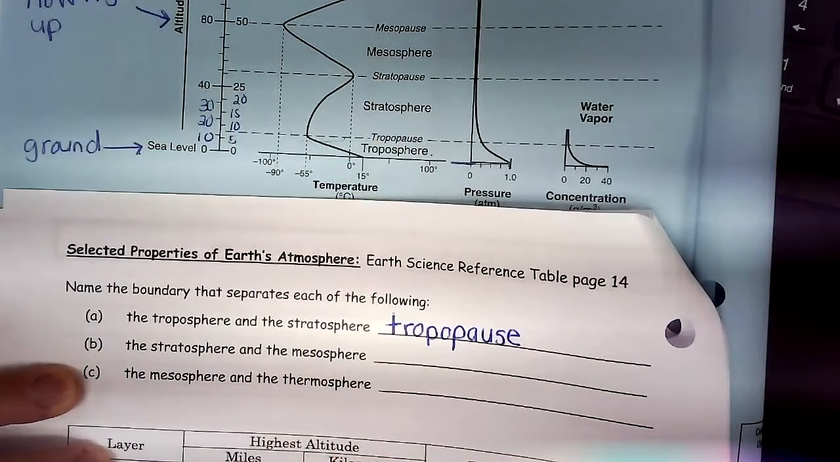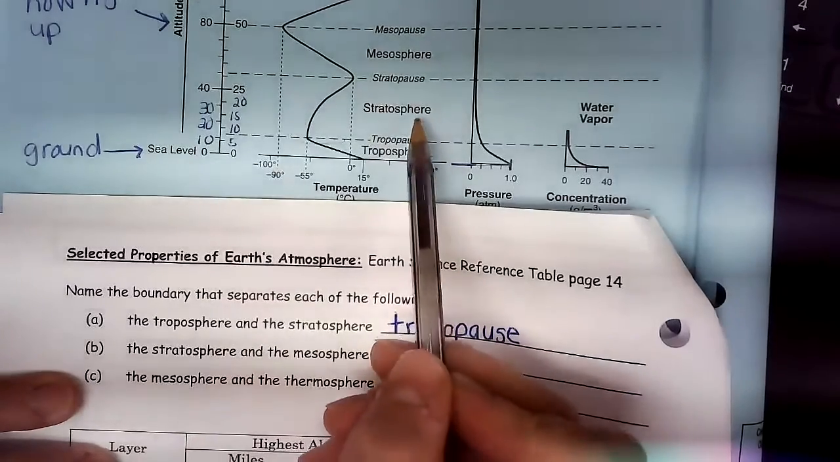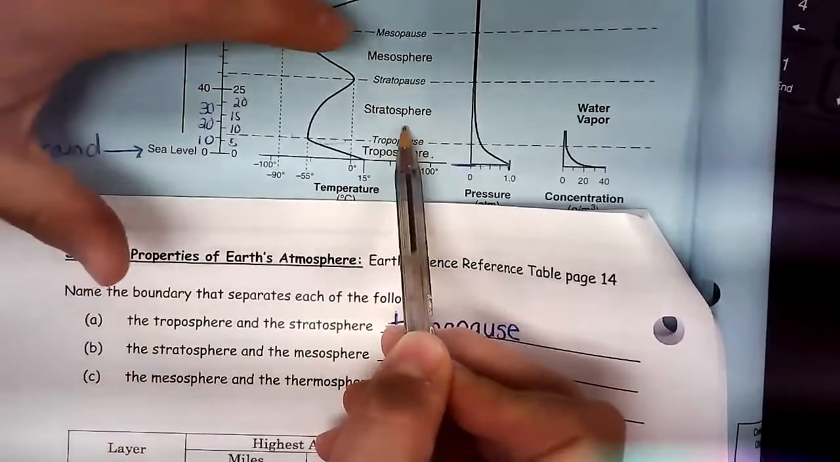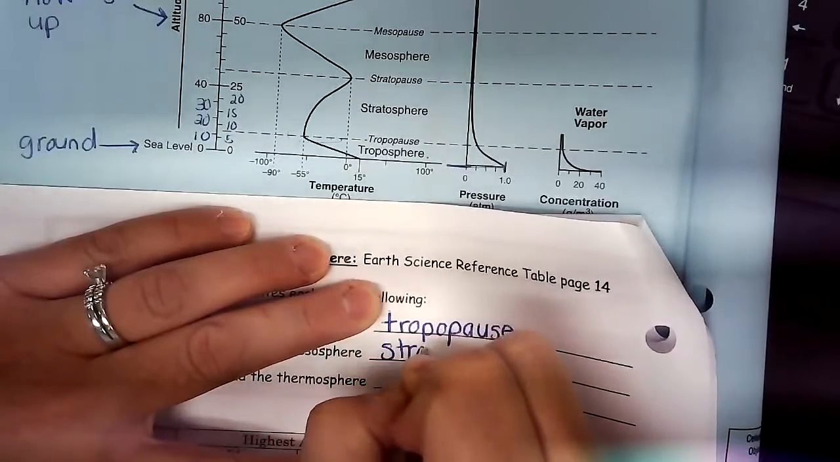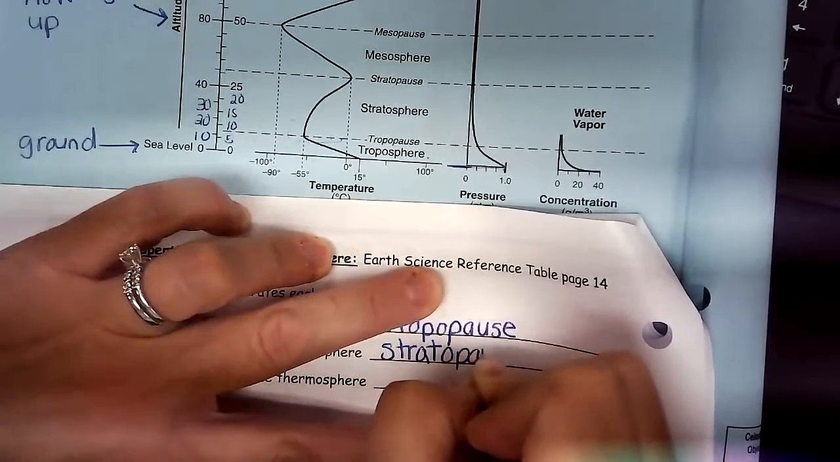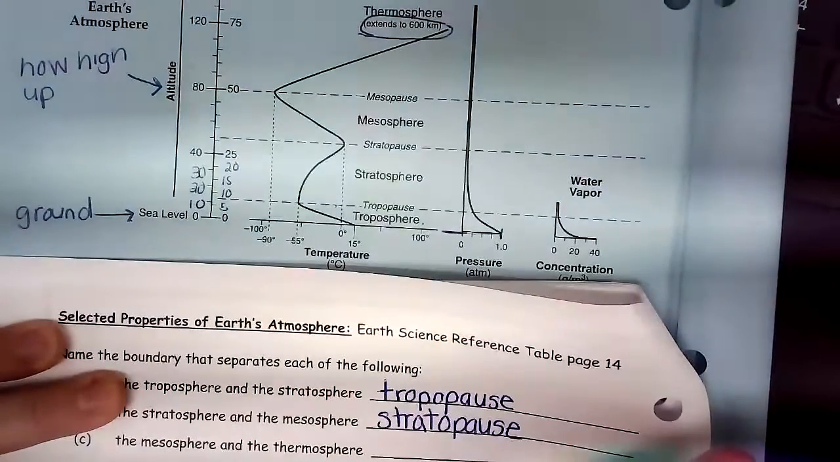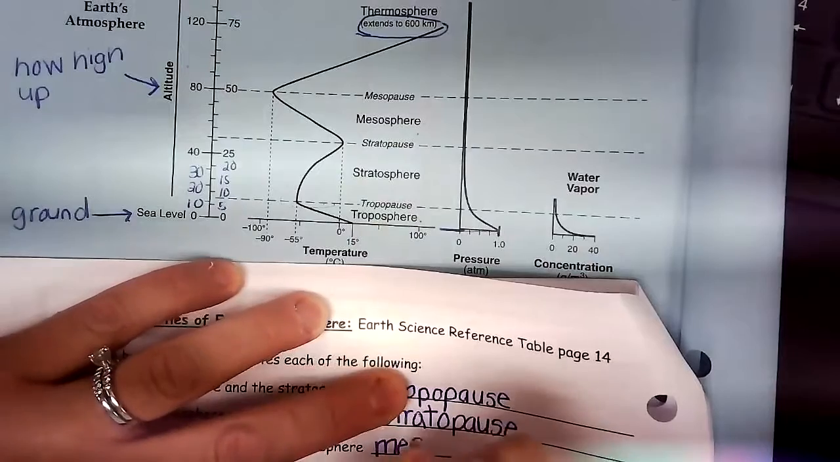The ozone layer is actually part of the stratosphere. It's not an official layer of the atmosphere. It is just part of the stratosphere. What's the boundary between the stratosphere and the mesosphere? The stratopause. So here's the stratosphere, here's the mesosphere. The stratopause is the boundary between them. And finally, between the mesosphere and the thermosphere, the fence is the mesopause.